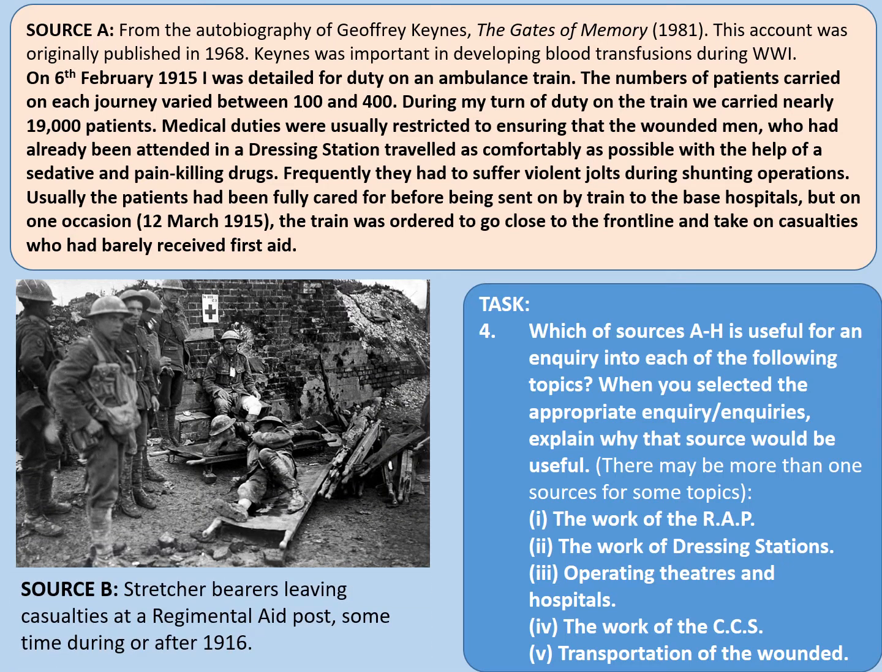Let's have a look at source B now, a different type of source, in this case a photograph. This photograph shows stretcher bearers leaving casualties at a regimental aid post, sometime during or after 1916. We can tell this from the equipment that the soldiers are wearing, including their helmets. Check out that regimental aid post though. It's hardly a sophisticated building. It doesn't look like it's got a roof. In fact, it doesn't look like it's got all of its walls, but we can see a sign at the back that shows it is indeed a regimental aid post.